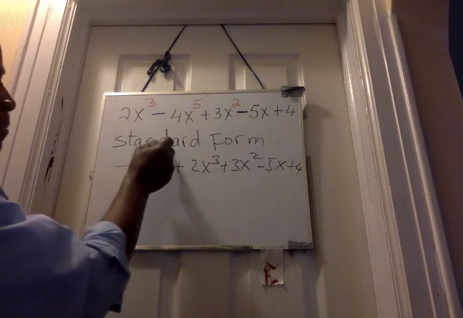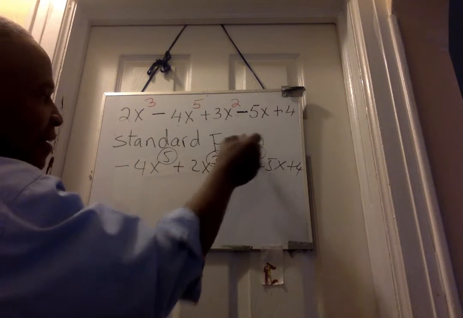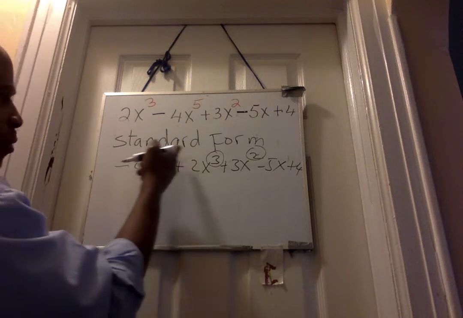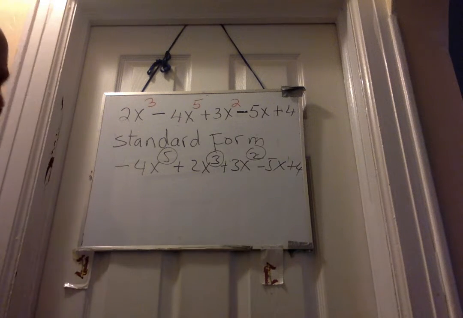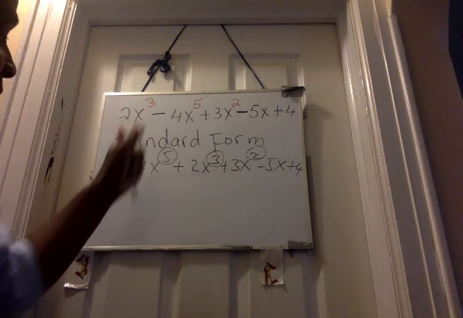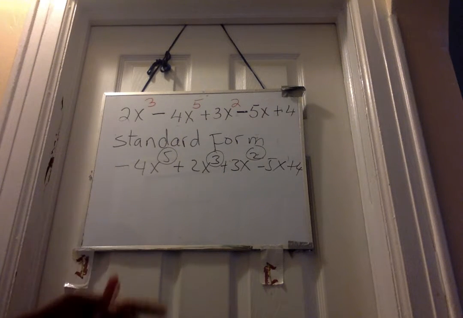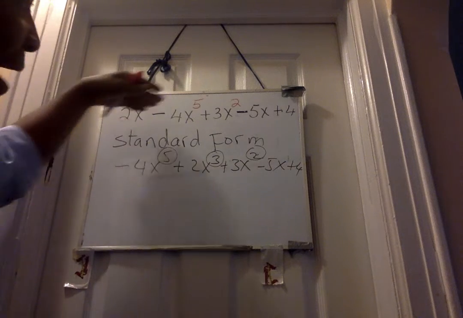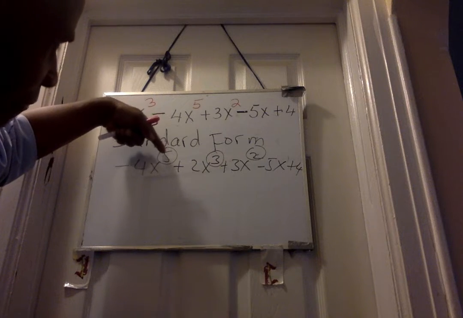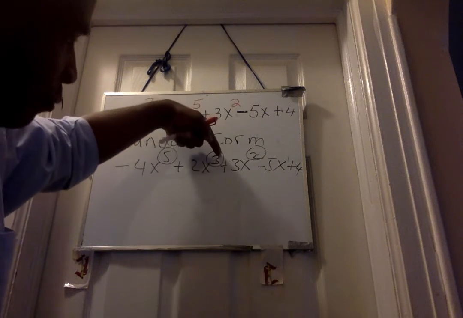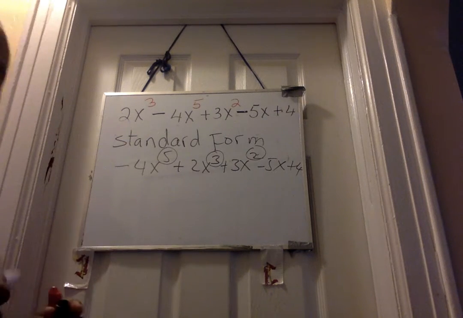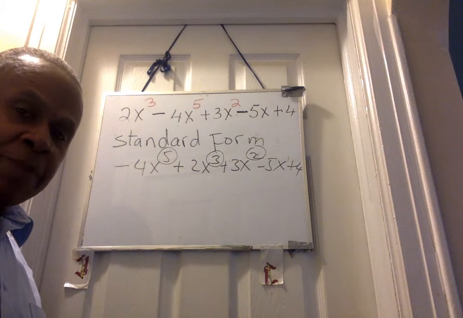Why? Because the exponents are going down. 5, 3, 2, invisible 1, none. Right? The exponents are going down. That's why this is written in standard form. Now, over here, it's not in standard form, but here it's in standard form. Okay? So to write a polynomial in standard form, the exponents have to be going down from left to right. 5, 3, 2, invisible 1, none. Okay? So that's all you need to know to be able to do your homework.